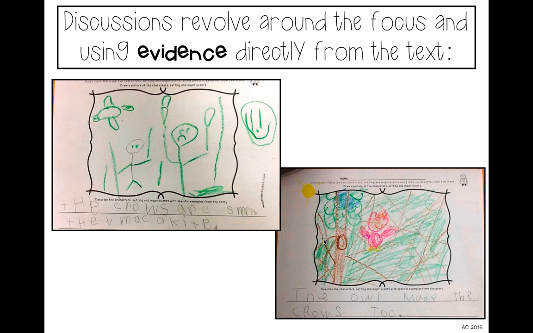So this one, the crows are smart. They make a kite. So they figured out how the crows solved a problem in the story. And then, again, there's that wise owl who made the crows talk. So talking about it together as a group, coming back, and talking one more time after the graphic organizers are completed.